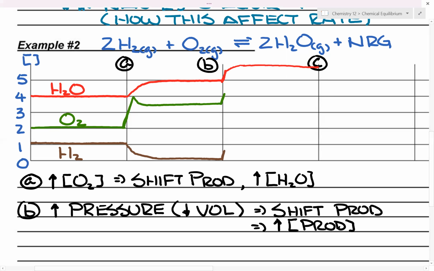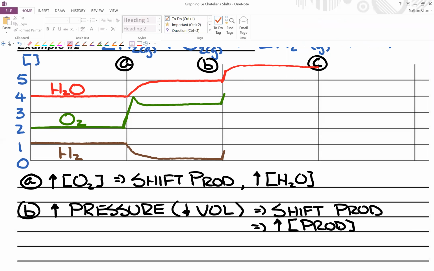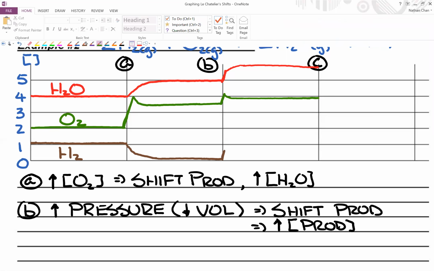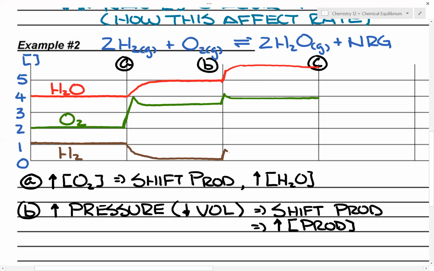Sorry, my graph didn't look too good. And here, this will go down by a little bit because equilibrium is establishing. And here, hydrogen will go down, again, following the mole ratio. But I didn't do very good on this graph. That's okay. Okay. All right.